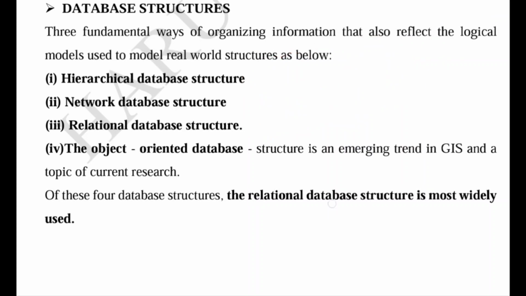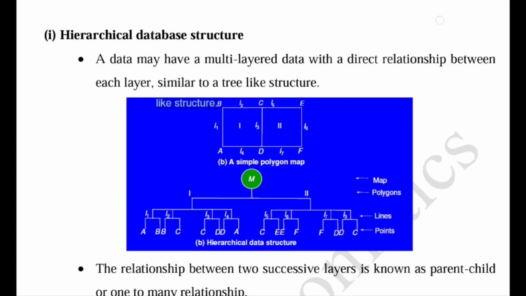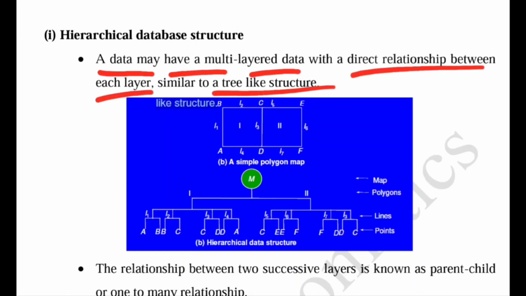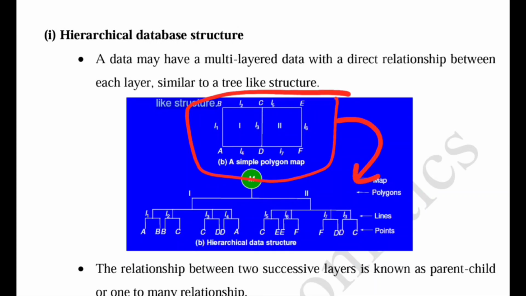First of all, we will see the hierarchical database structure. In this type of database model, data has the parent-child relationship or one-to-many relationship. A data may have multi-layer data with a direct relationship between each layer, similar to a tree-like structure. So it also has a structure like a tree. As we see in the diagram, this is the simple polygon map that we want to show in the hierarchical database model or the hierarchical database structure.